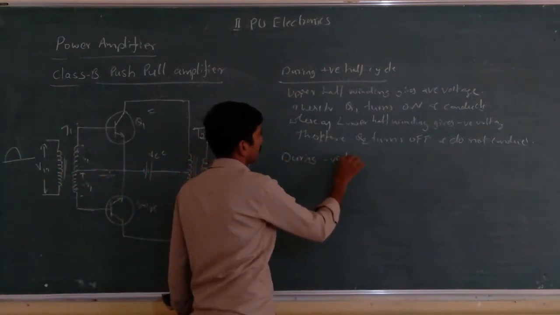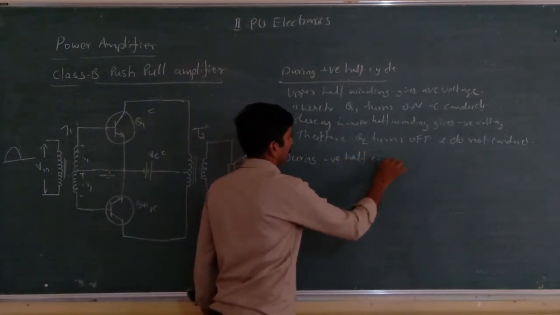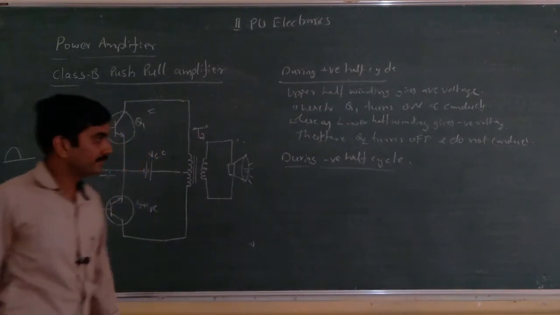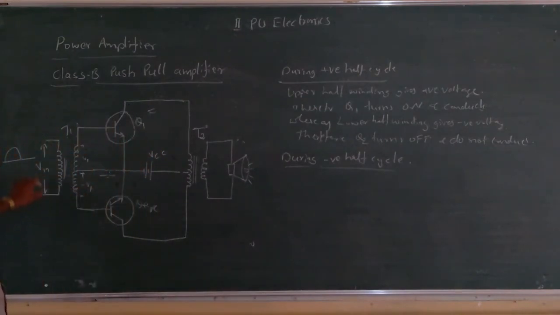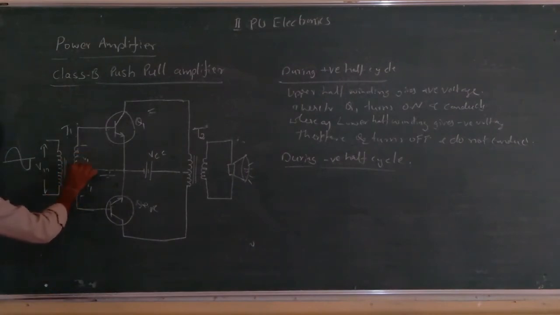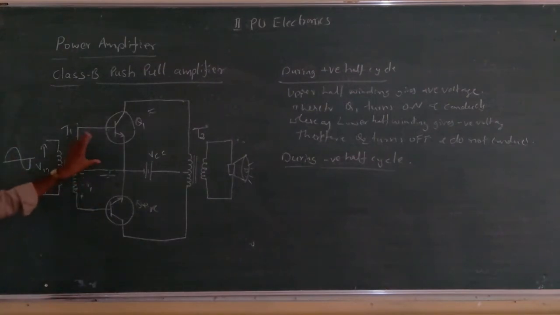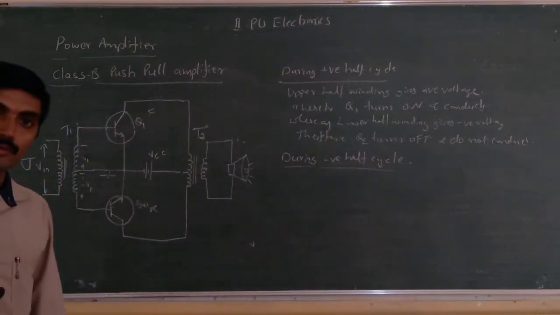During the negative half cycle of the AC input signal, see, the upper half winding gives negative voltage. This will be negative now, and this will be positive voltage. V1 is positive. This upper half winding is negative. This is positive. So Q1 now turns off. Q2 turns on. Q2 will be on.